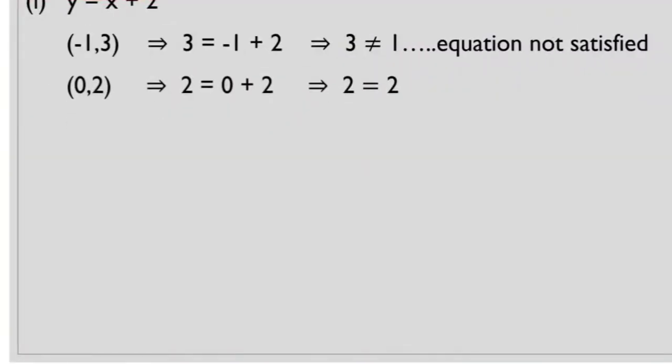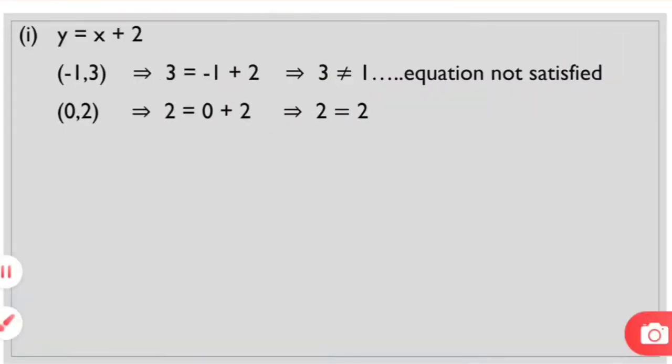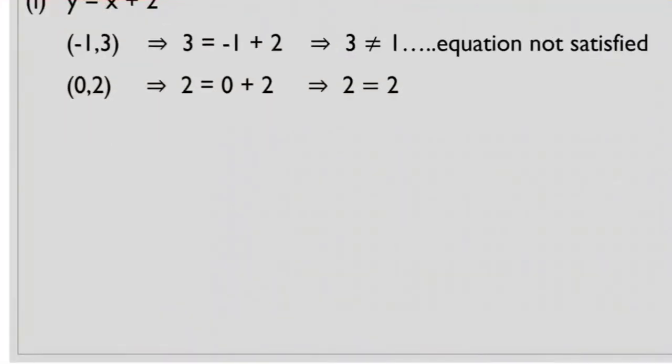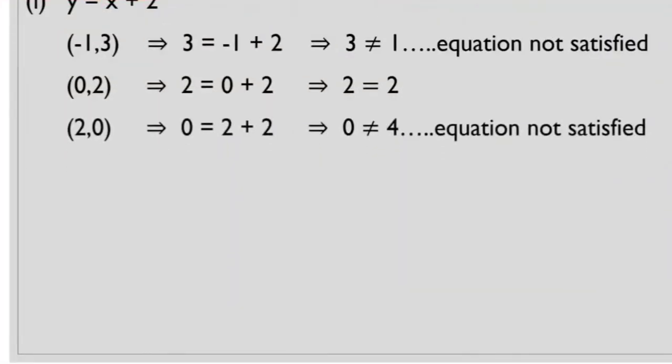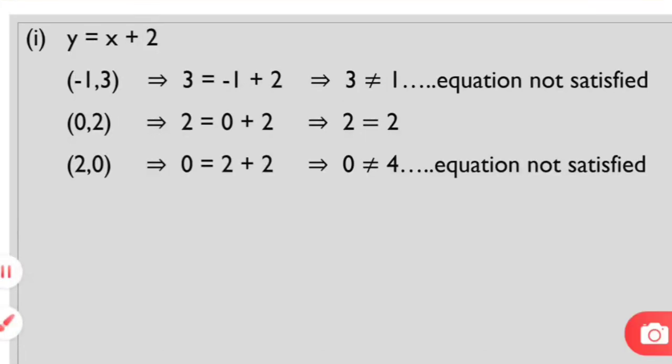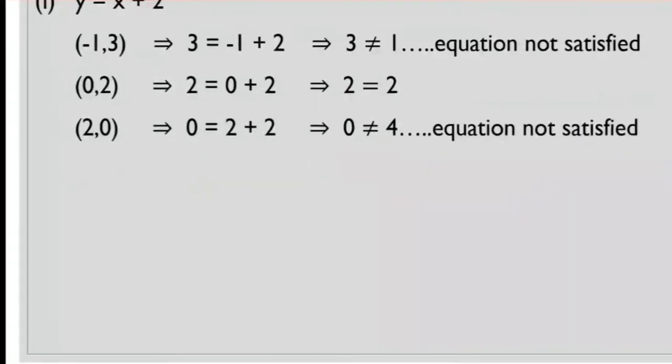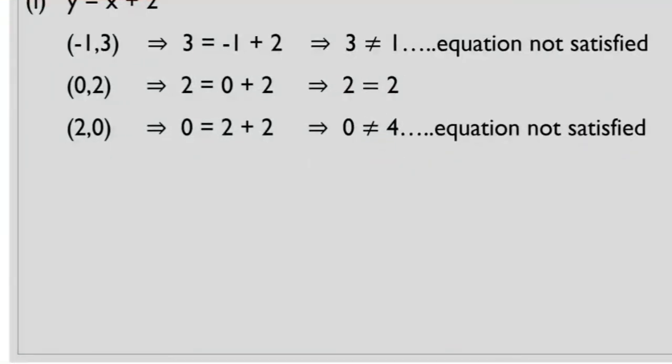Let's check the another pair, 0, 2. Again, inserting the values in the equation, we will get y is 2. So we have written y here 2 equal to x is 0. So 0 plus 2, that is equal to 2, so 2 is equal to 2. This pair satisfies the equation. Next is 2, 0. Again, insert the values in the given equation. We see 0 is equal to 2 plus 2. That is 0 is not equal to 4. Again, this pair does not satisfy the given equation. Hence, the graph is not for this equation.